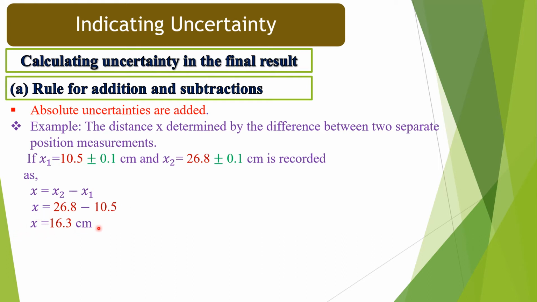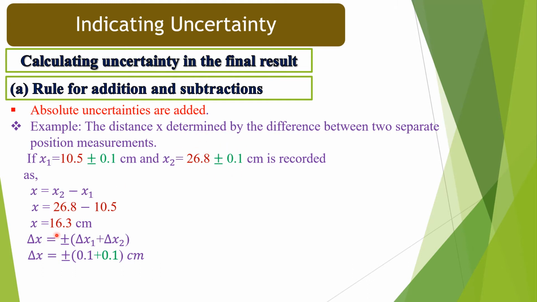This is our measured value. What is the uncertainty in this measured value? According to the rule for addition and subtraction, absolute uncertainties are added. So we just add both uncertainties. Uncertainty in x1 is delta x1 and uncertainty in x2 is delta x2. x1 is 10.5 with uncertainty plus minus 0.1 centimeter, and x2 is equal to 26.8 with uncertainty plus minus 0.1 centimeter.